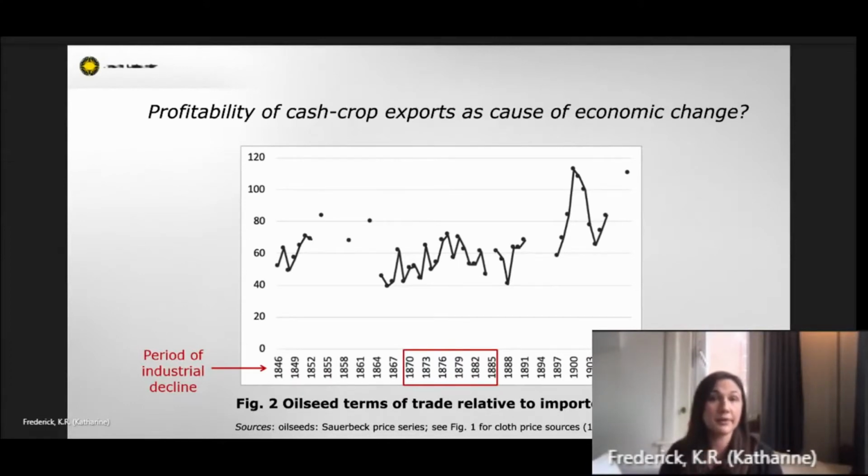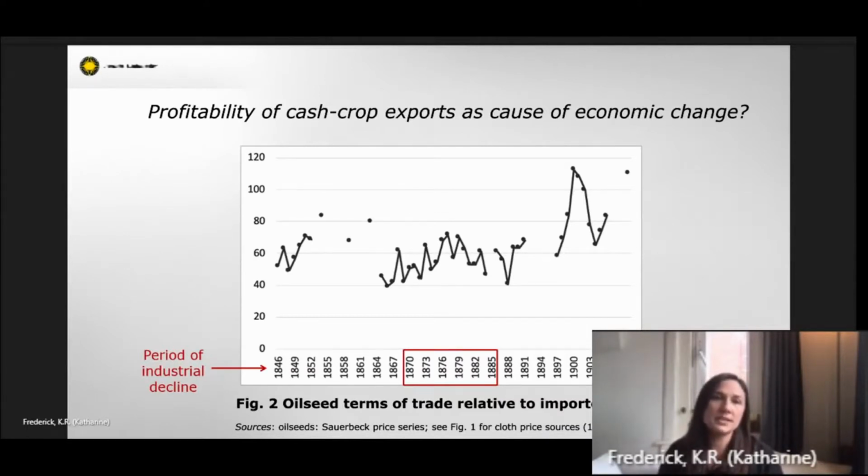What we see here are the terms of trade for oil seeds. Terms of trade essentially reflect the real prices that farmers could obtain for exported oil seeds relative to imported manufacturers. So it's essentially a sort of exchange value. And what we see here is that profits for globally exporting oil seeds really only show a significant rise in the last years of the century. But again, just like cloth imports, this occurs long after the industry in the Lower Shire Valley had already disappeared.